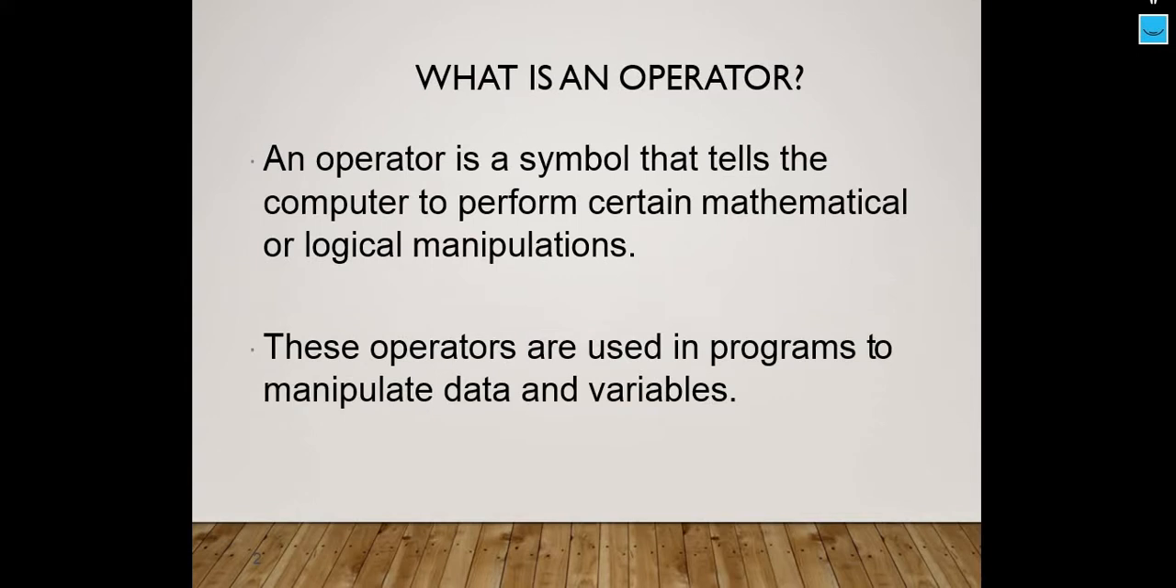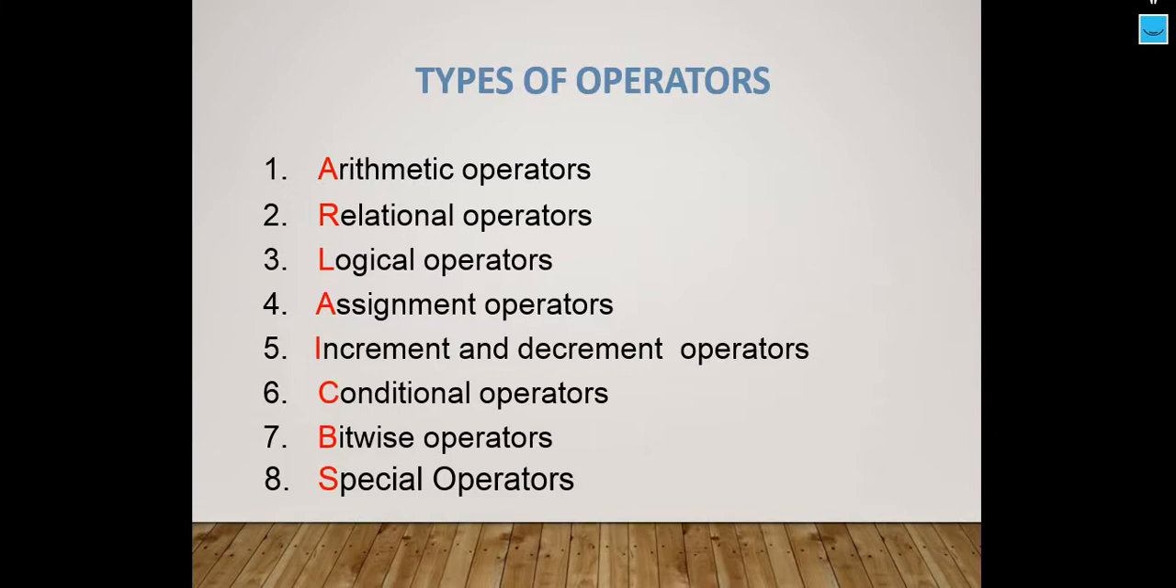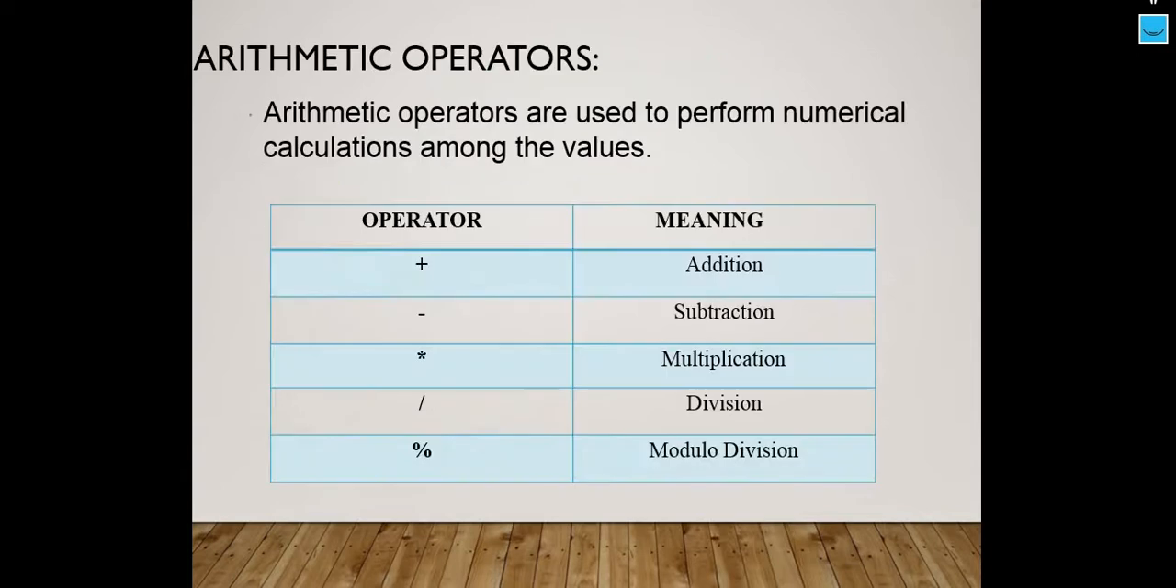What is an operator? An operator is a symbol that tells the computer to perform certain mathematical or logical manipulations. These operators are used in programs to manipulate data and variables. Now there are some types of operators and we'll be discussing all of them one by one, right? Firstly, arithmetic operators. Arithmetic operators are used to perform numerical calculations on the values. In arithmetic operators, there is addition, subtraction, multiplication, division, and the modulo operator or modulo division, which is also called the mod operator.